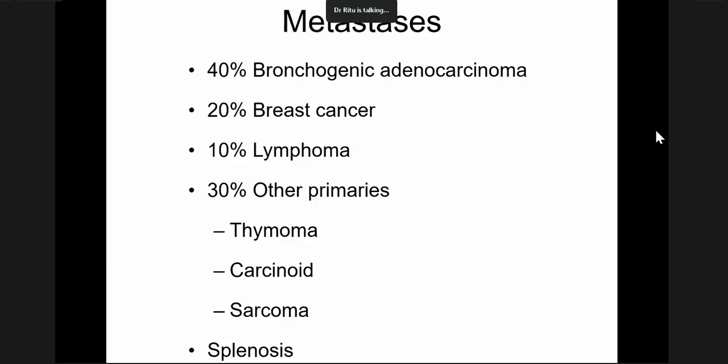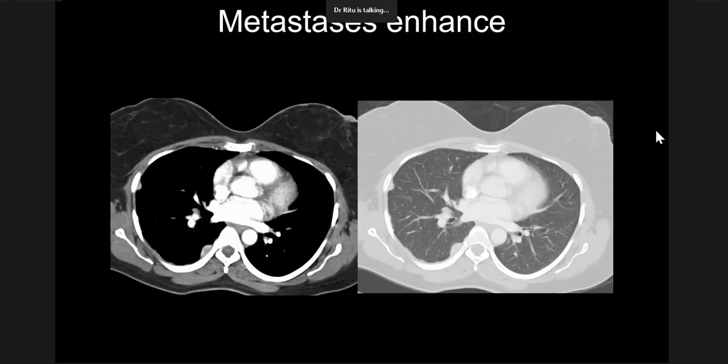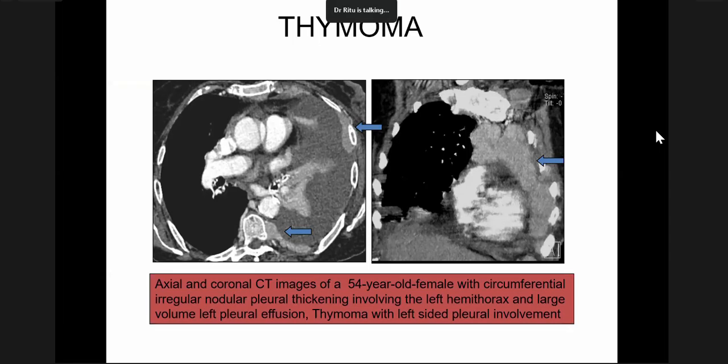Rounding it off, the most common involvement by any tumor in the pleura is metastasis, and the majority of these tend to be bronchogenic carcinoma, followed by breast cancer, and then followed by other entities such as thymomas, carcinomas, and sarcomas. Very often, if somebody has had extensive trauma to the spleen and there's diaphragmatic rupture, you can end up having splenosis into the pleura. The metastases tend to have the same characteristics as the primary tumor, and so it's important to know what the patient's tumor was.